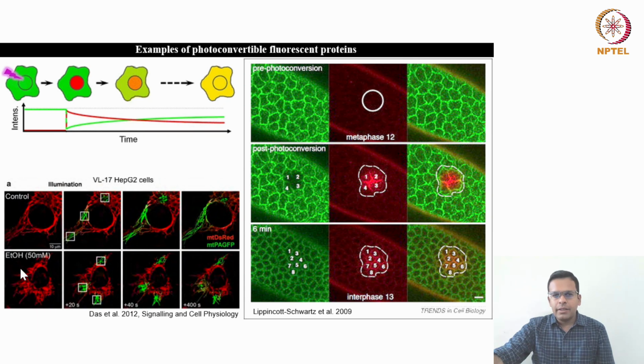Whereas here you can see that after ethanol treatment, if you bleach these three areas, then there is no exchange of these molecules, because now the cells are fixed. So all the protein movements are stabilized. So now you will not see any exchange of the green fluorescent protein into the red area and the red fluorescent protein into the green area. So this is the application of the photoconvertible fluorescent protein.